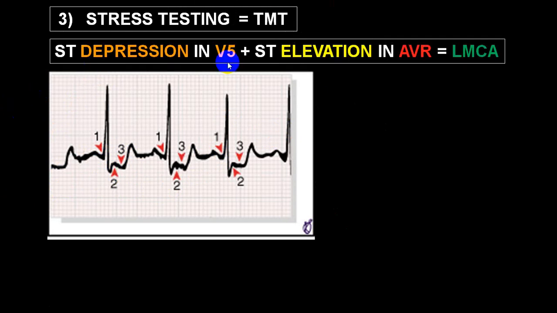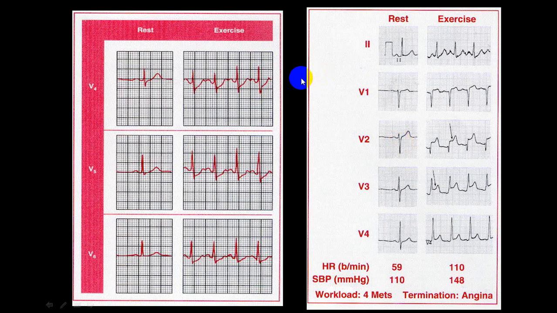so ST depression in V5, ST elevation in aVR, it is again in favor of, means if you get a specific ST depression in V5 during TMT testing and there is an ST elevation in aVR, it will be suggestive of LMC occlusion because these are reciprocal changes. These are reciprocal changes. So whenever you get that, do have a look at it.